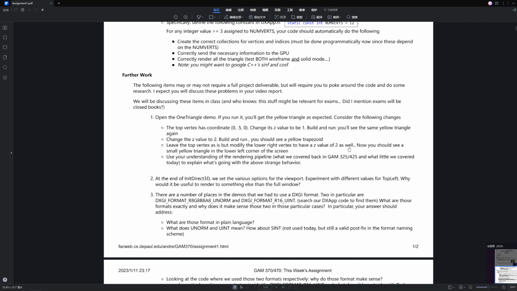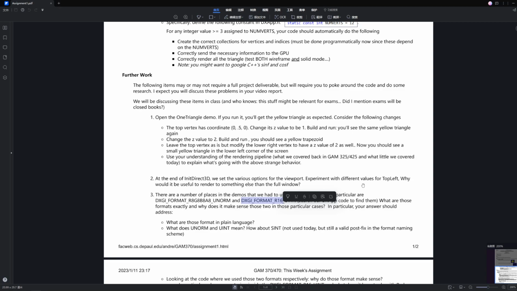For question number 3, this format basically means red, green, blue, alpha stands for the color value, each with 4 components, 32-bit unsigned normalized integer format, whose values are in the range of 0 to 1, and also divided by 255, I think.